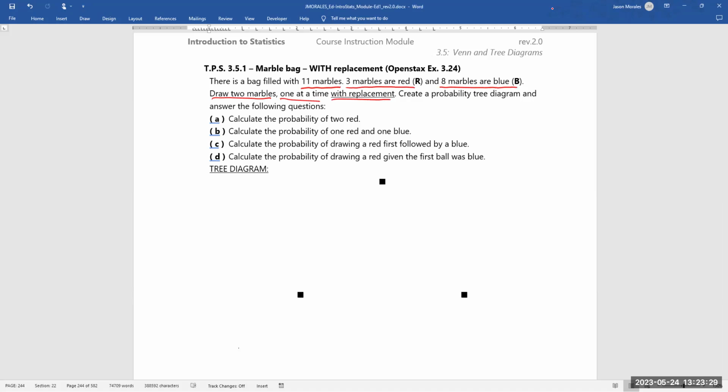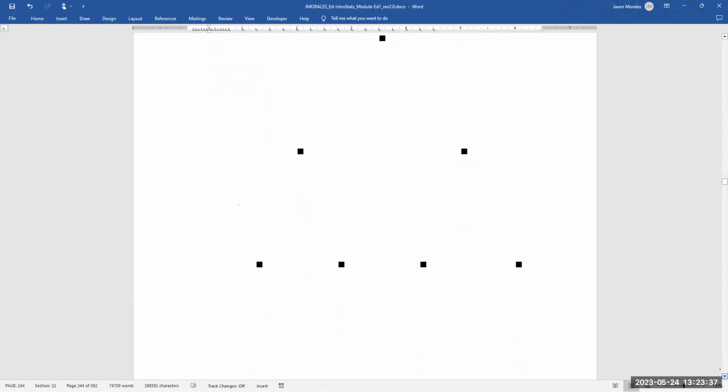So we're not going to look at the questions yet. We need to first construct the tree diagram. So let's see what that would look like. Okay. So to start with, we know that the size or the order of our sample space is 11. We have 11 marbles in the bag. And the order of the blue marbles is 8. We've got 8 blue marbles, and the order of red is 3. We've got 3 red marbles.